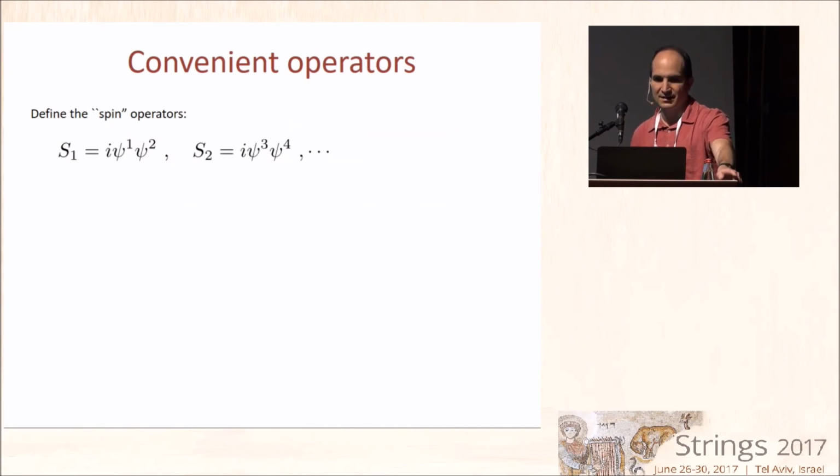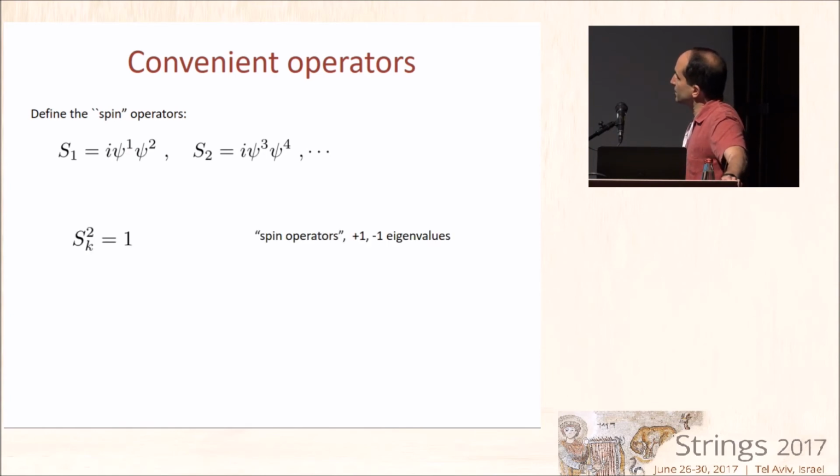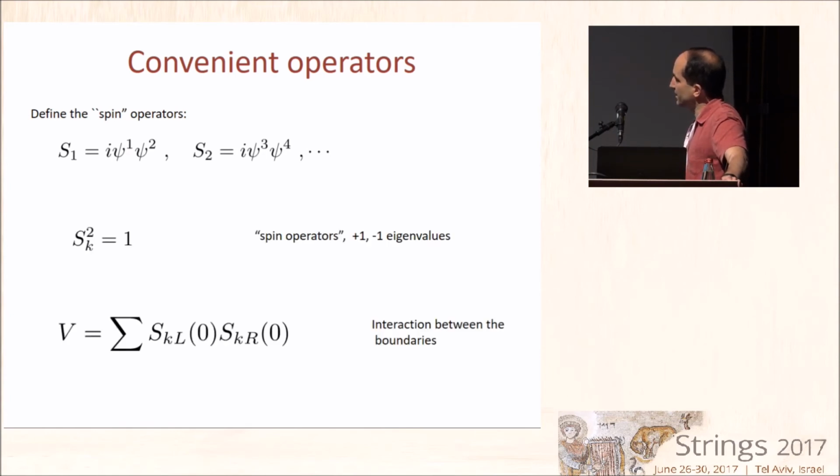Now for this model, it's a little bit convenient to define spin operators by combining a pair of Majorana fermions. So these have plus or minus eigenvalues. And we can, for example, write the double trace interaction as the interaction between these spin operators on the left and on the right.